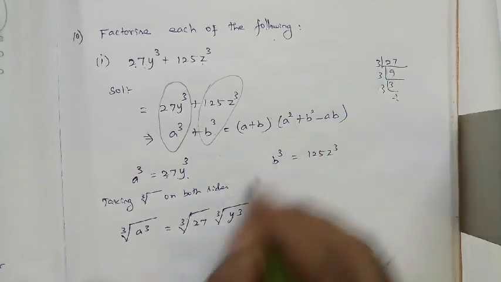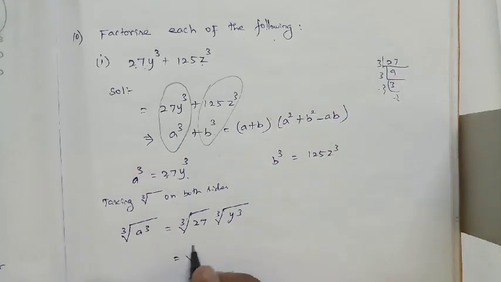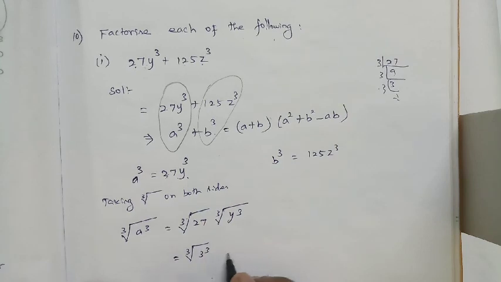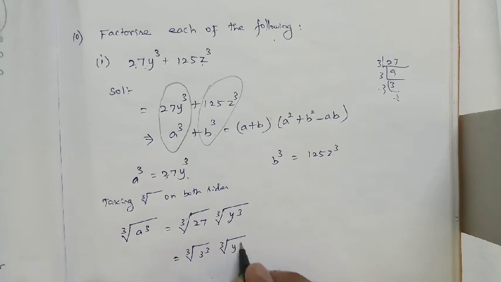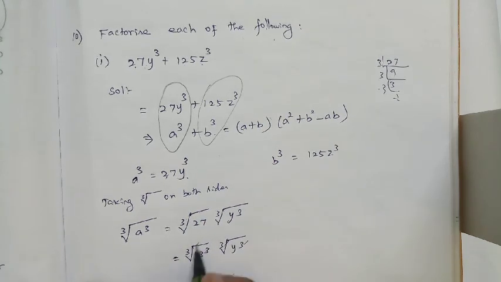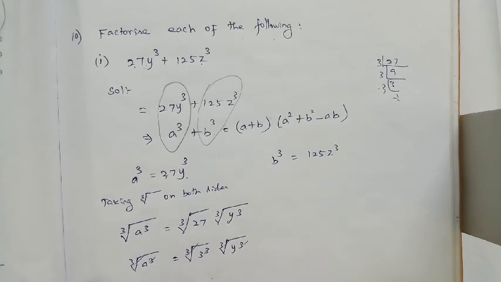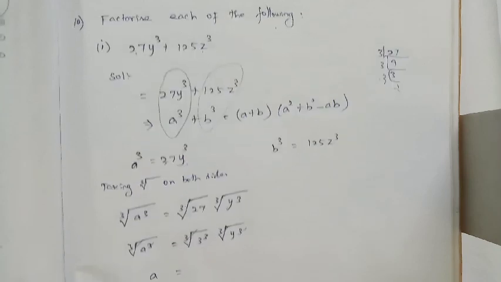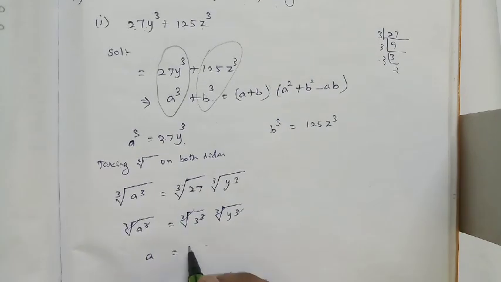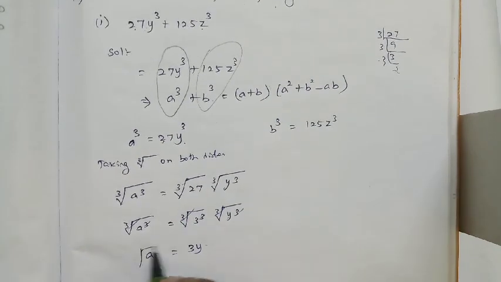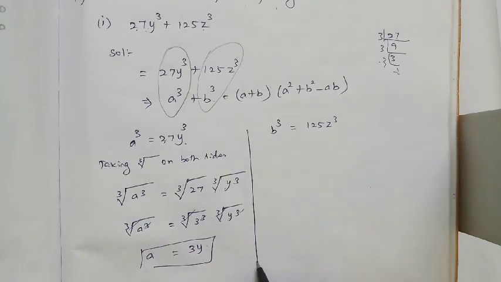So 3 into 3 into 3 is nothing but the cube root of 3 cube into the cube root of y cube. The cube roots cancel, and we get a is equal to 3y. We got the value of a. A is equal to 3y.